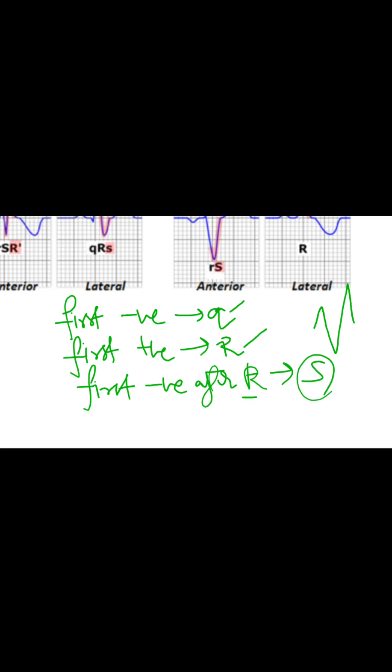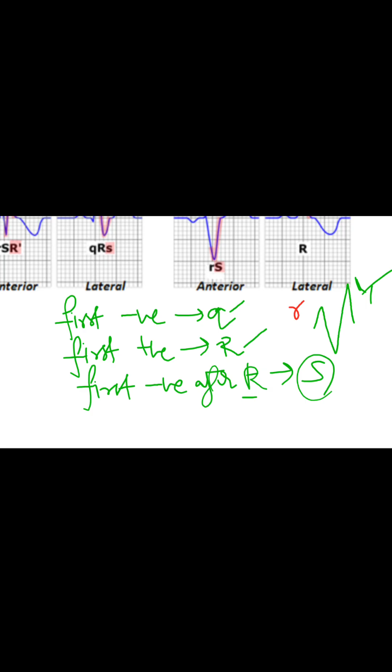If it's more in amplitude, you write it as a capital letter. If it's lesser in amplitude, you write it as a small letter. That's a rule. Okay, so we'll try to name this wave that we saw in V1 in case of RBBB. We have a small positive deflection. So what do we call it? That is R, and it's a small letter r because it's lesser in amplitude.